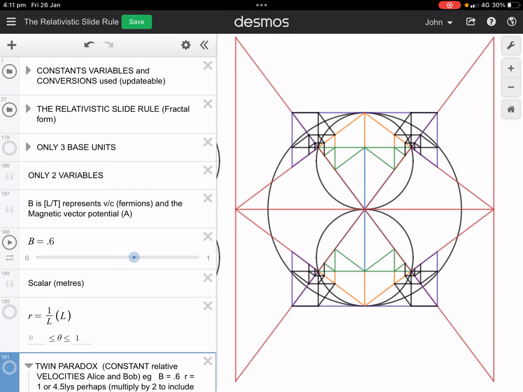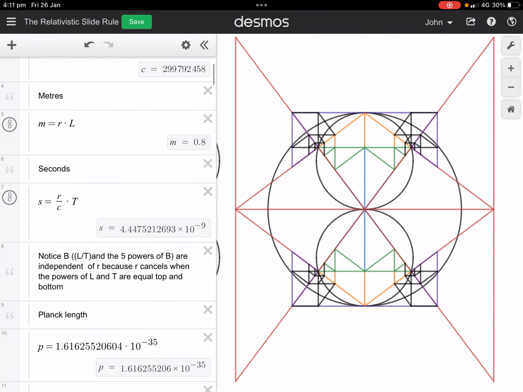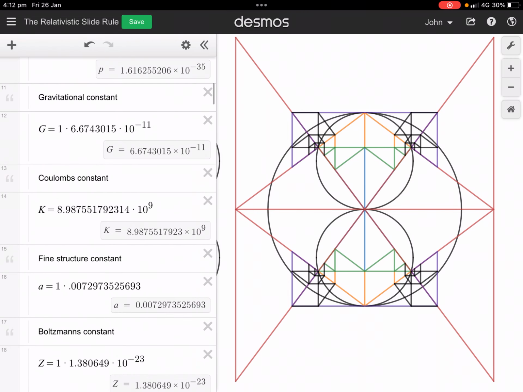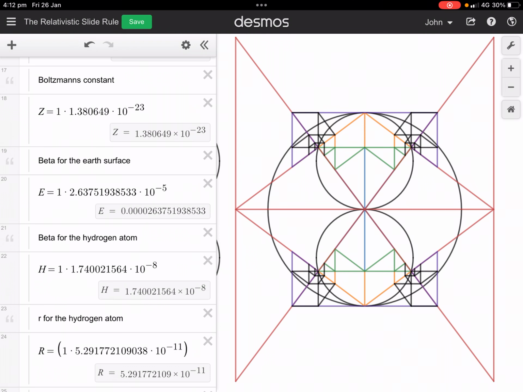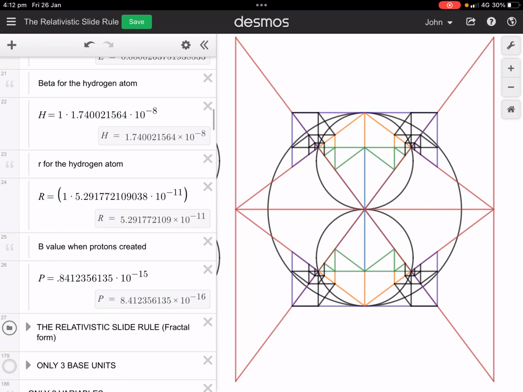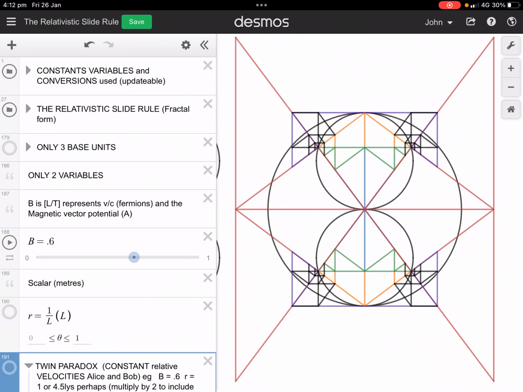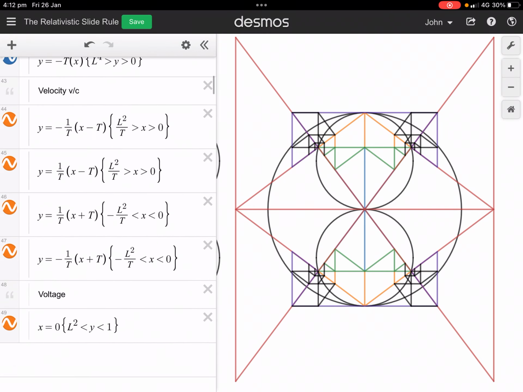So this is the relativistic slide rule. These are the constants that I'm using, speed of light, and that's how I'm converting L to meters and T to seconds. Planck length, gravitational constant, Coulomb's constant, fine structure constant. I put in a value for beta for the Earth, and for hydrogen, radius of hydrogen and the radius of proton. So that's how I'm graphing it using these.